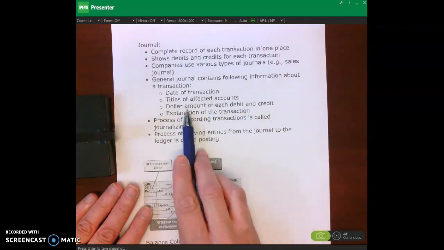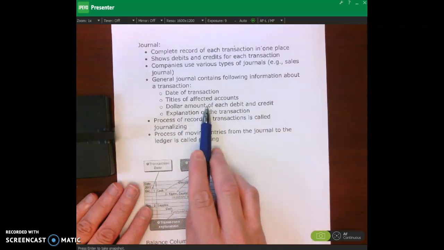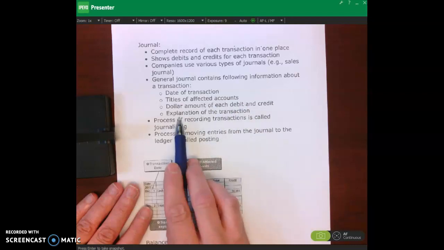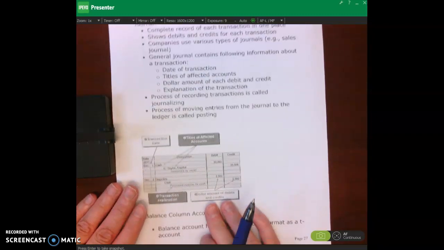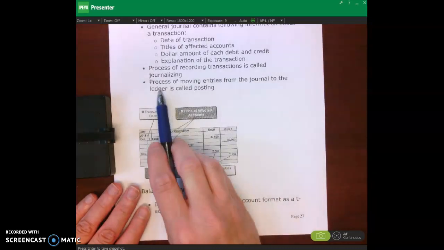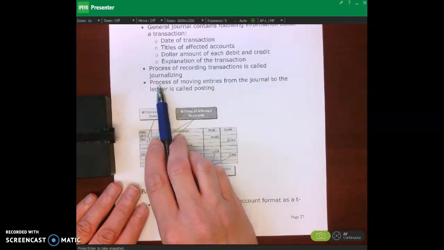And then again, remember, the total amount of our debits has to equal the total amount of our credits. And we'd also want to include a short explanation in our journal. So we would say something like, paid off accounts payable, that was for purchase of supplies. Something like that, some explanation.